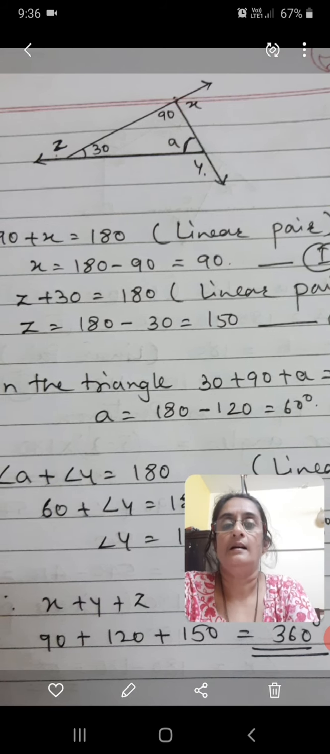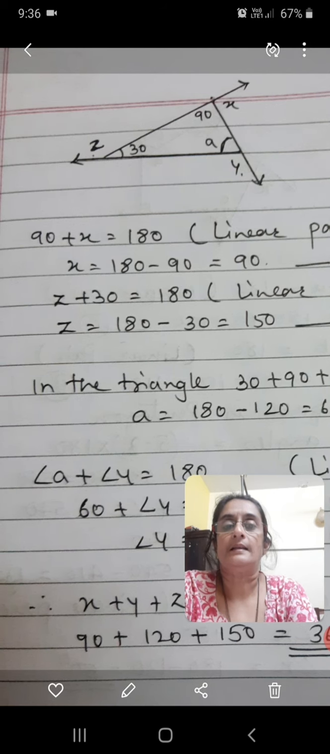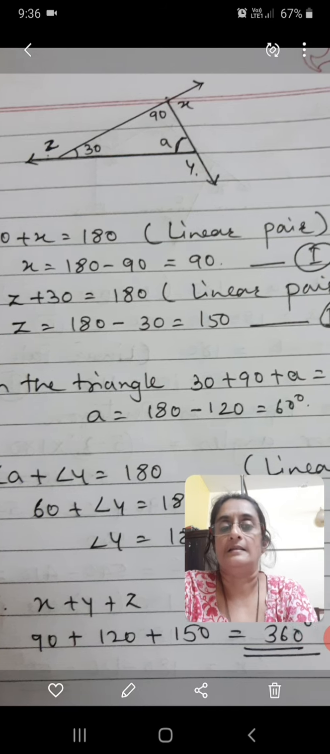It's a triangle. One angle of that triangle is given, that is 30 degrees, and the other angle given is 90 degrees. You have to find x and y. Those two are exterior angles of that triangle. Now let us first find all three interior angles. One angle is 90 degrees, so the other angle is x. 90 and x is 180 degrees, that is a linear pair.